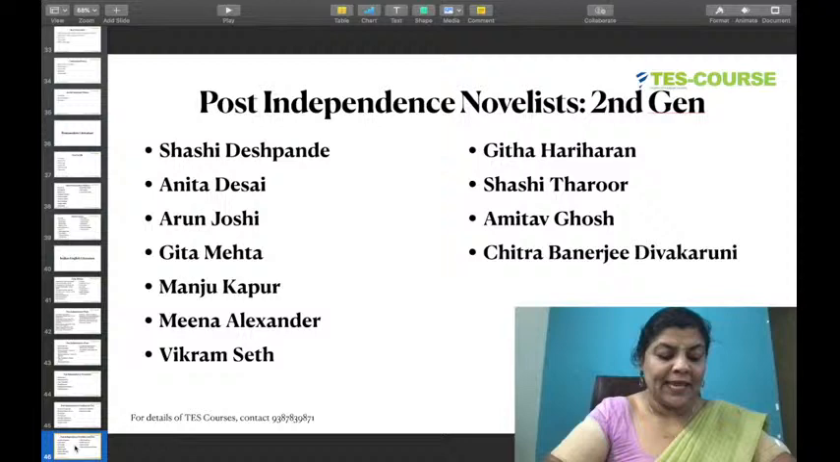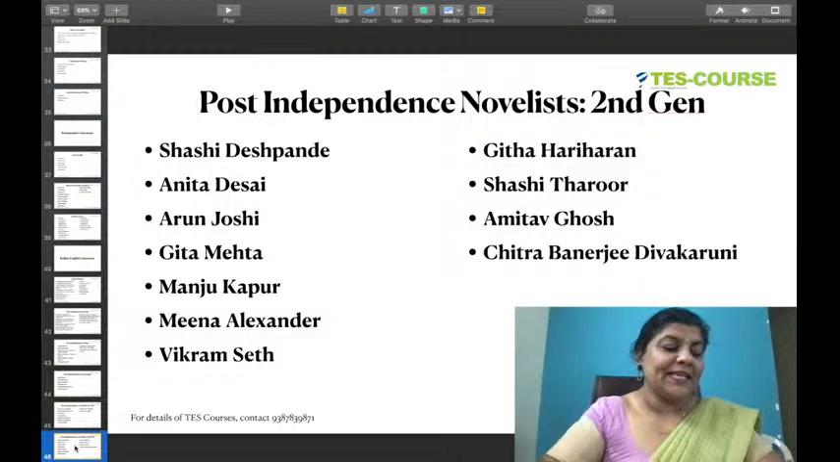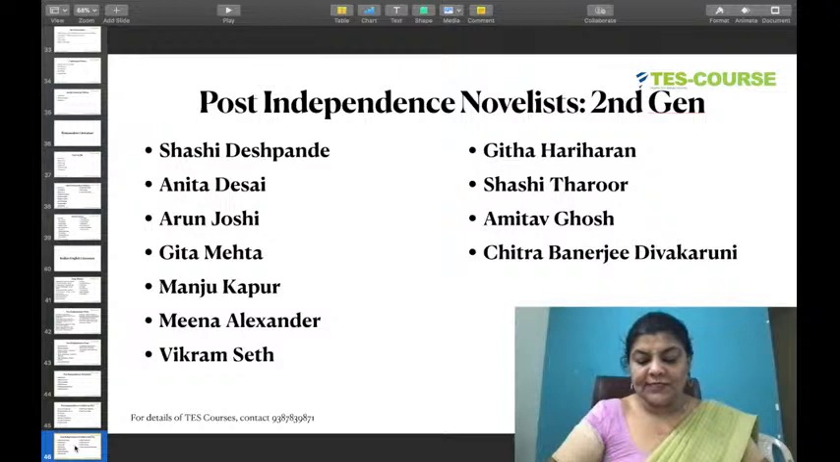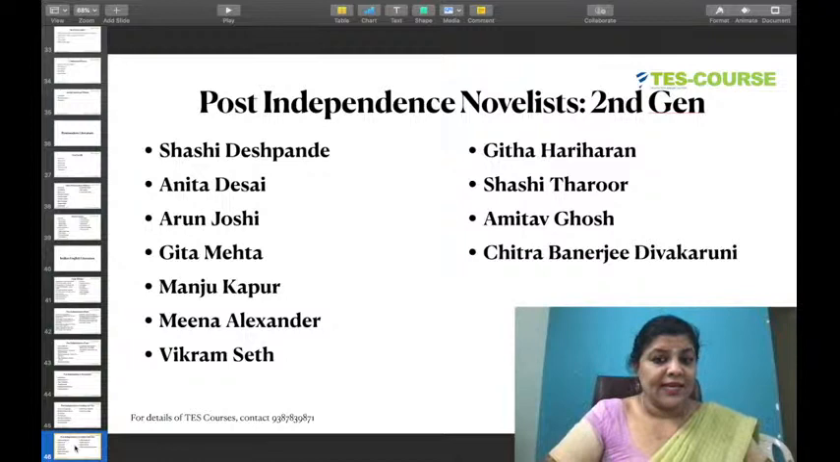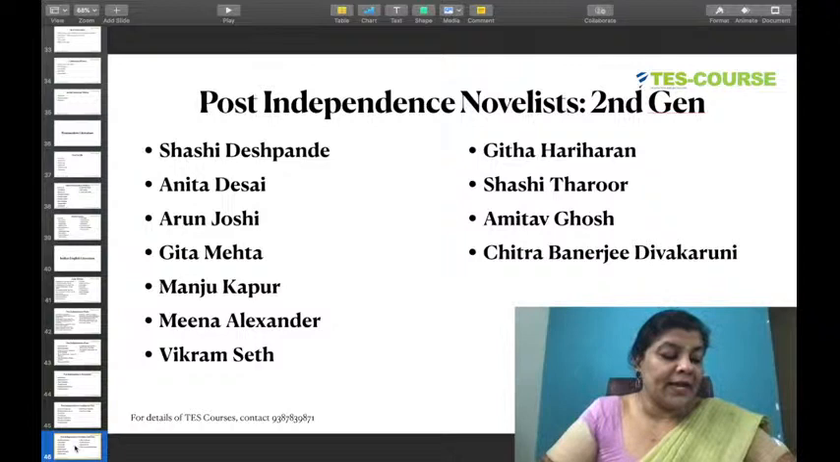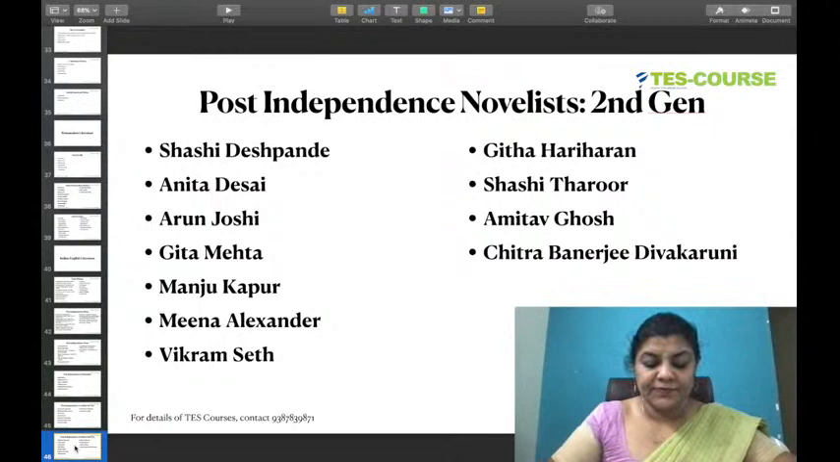Manju Kapur. Virmati is the protagonist of Difficult Daughters. Which is the ethnographic text written by Amitav Ghosh? It is In an Antique Land. Then, who wrote Riot, a Love Story? Shashi Tharoor. Who wrote Gun Island? It is Amitav Ghosh.